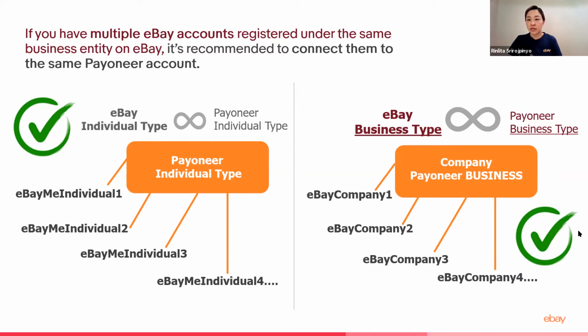And on the right-hand side, the business type. When you have your eBay account as a business type, you should link it with the Payoneer business type. And again, the same logic. The company eBay IDs can be linked with a company Payoneer business. And this business Payoneer account can be a sole proprietorship. So that means if you are registering as a sole proprietorship, you have to make your eBay ID business type and your Payoneer business with sole proprietorship.